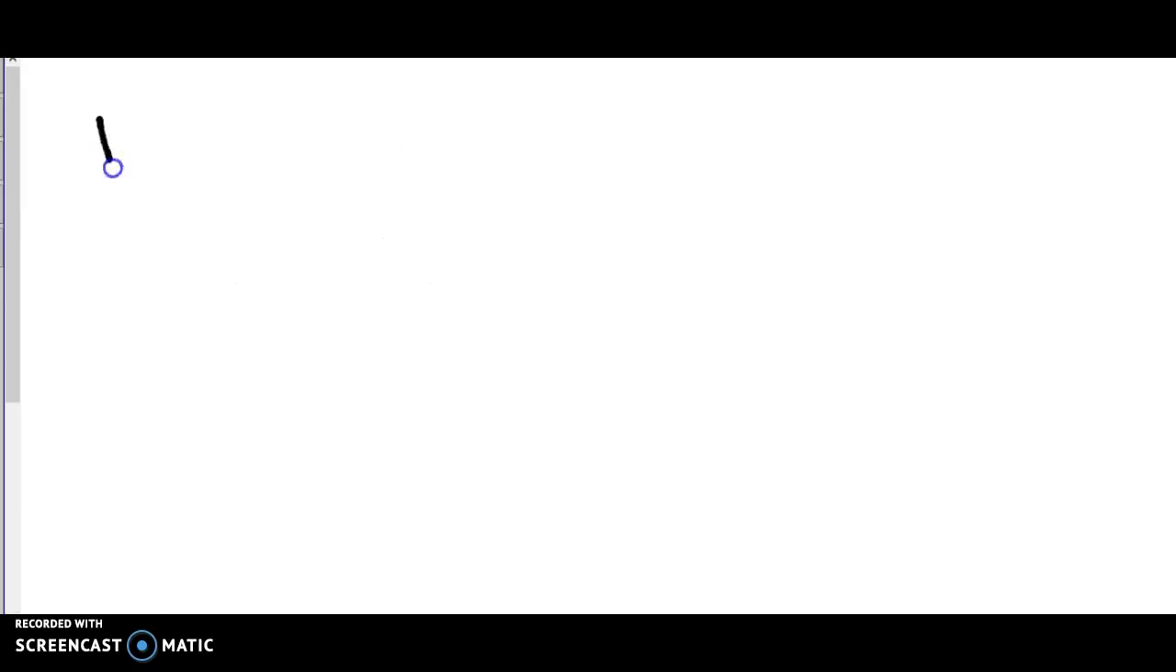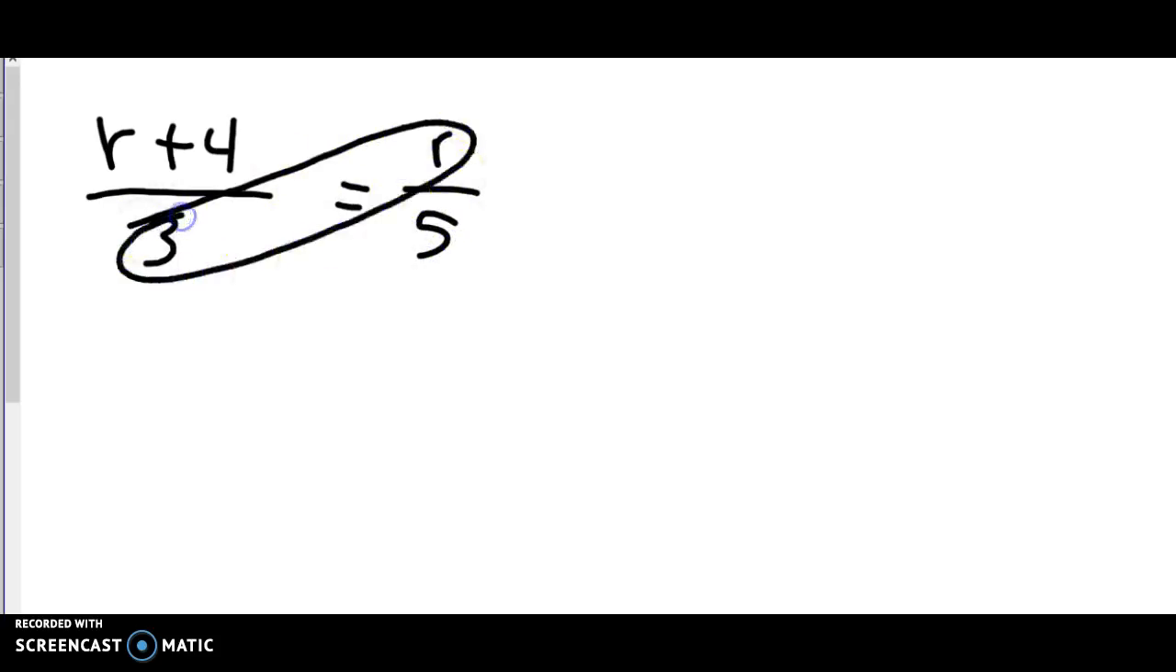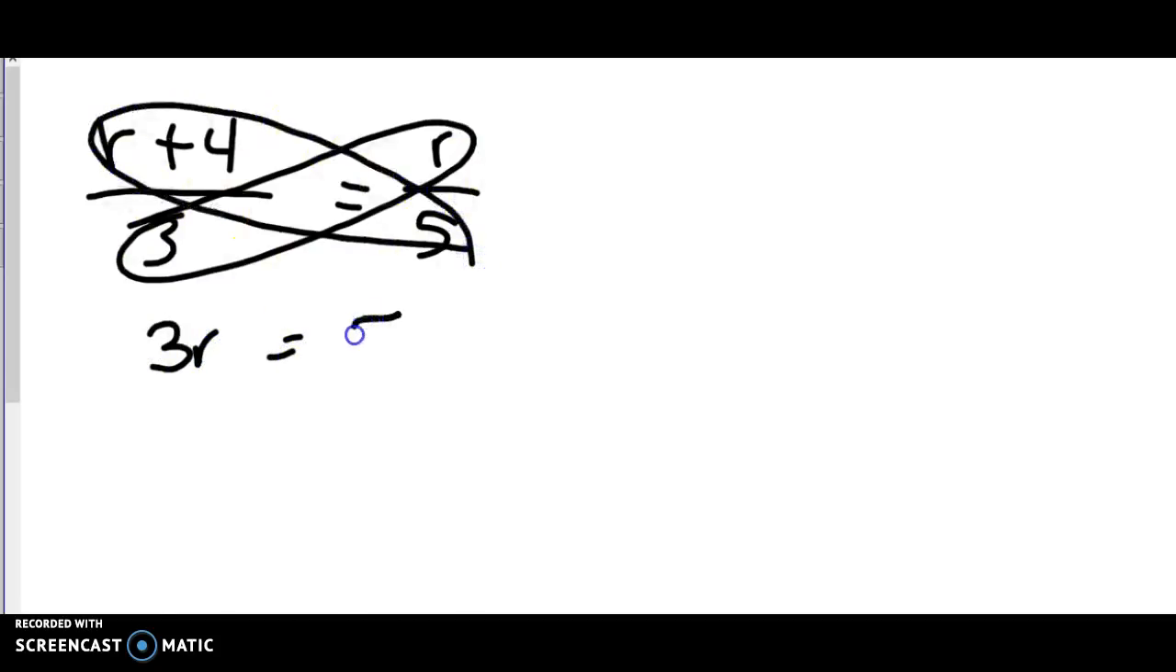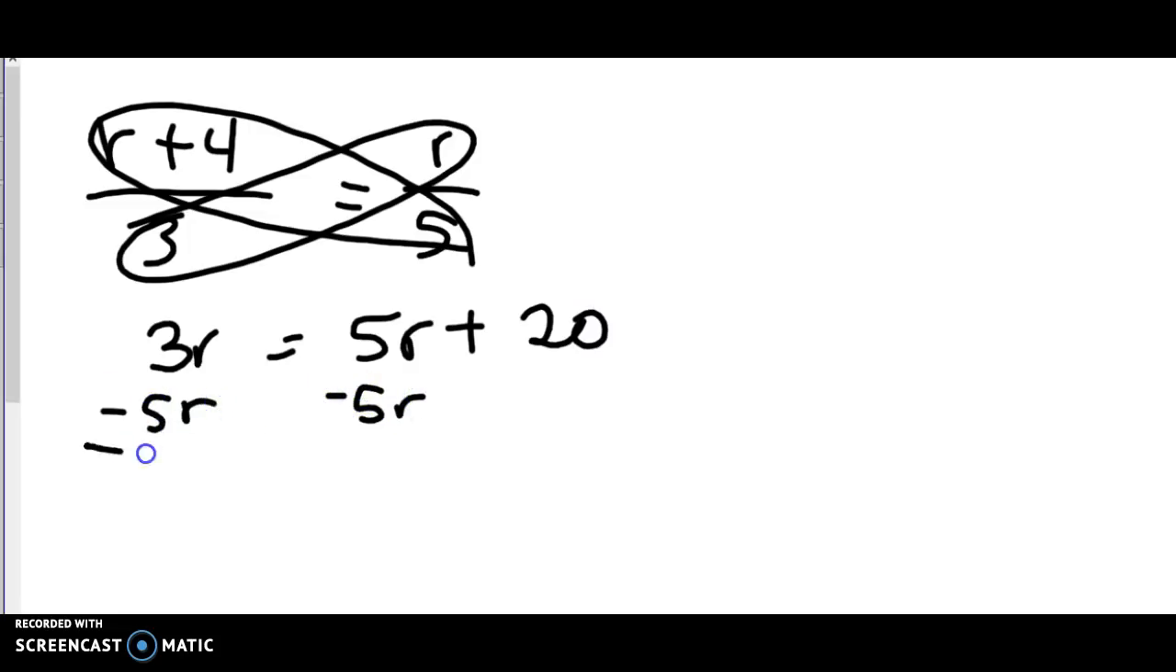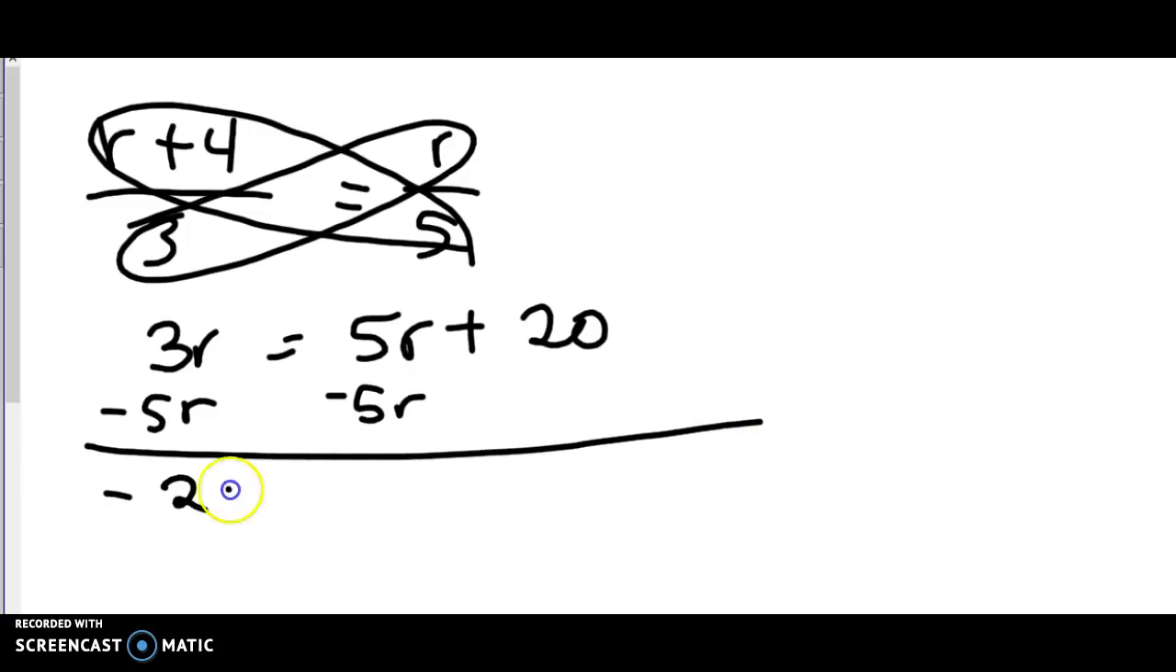And the next one we're going to say is r plus 4 divided by 3 equals r divided by 5. So now we have 3r equals 5r plus 20. We're going to get our variables together. So I'm going to subtract 5r. And then you get negative 2r equals 20. Divide both sides by negative 2. And r equals negative 10.